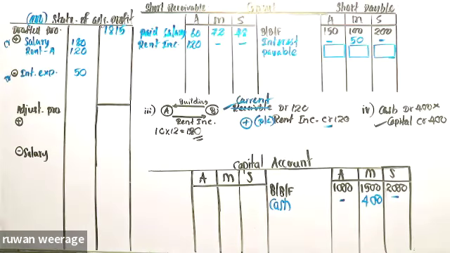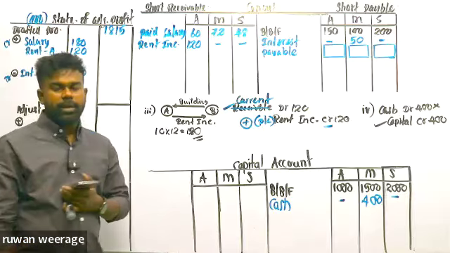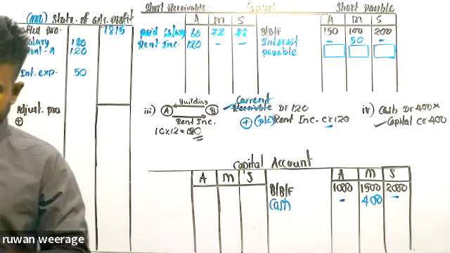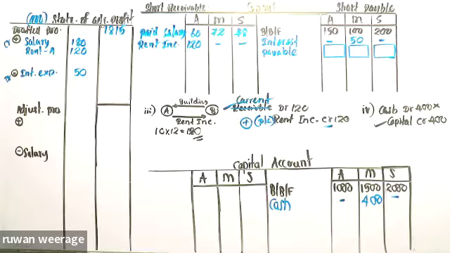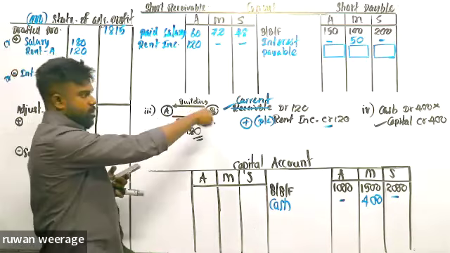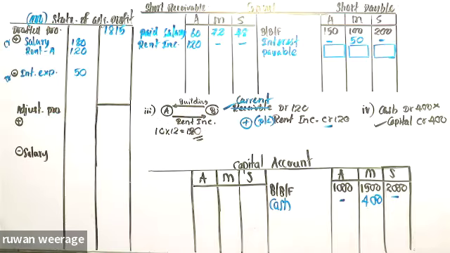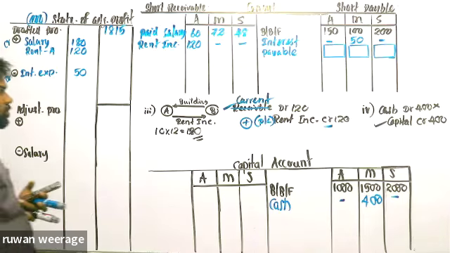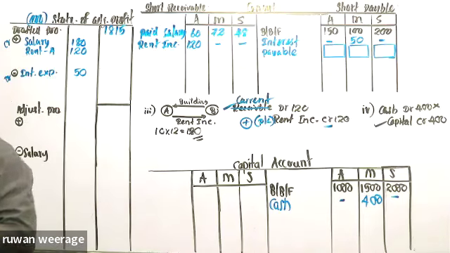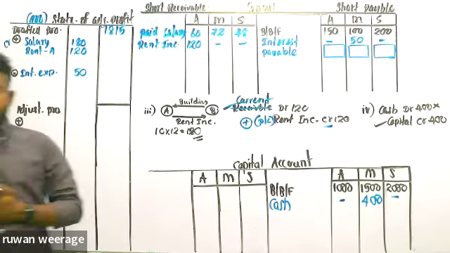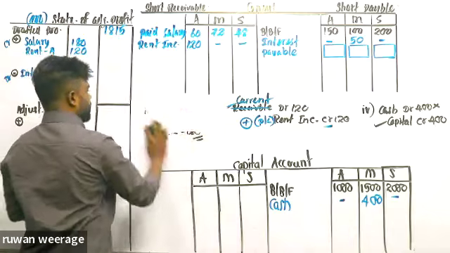Okay. Always memorize the double entry. Yeah? Right, finished.